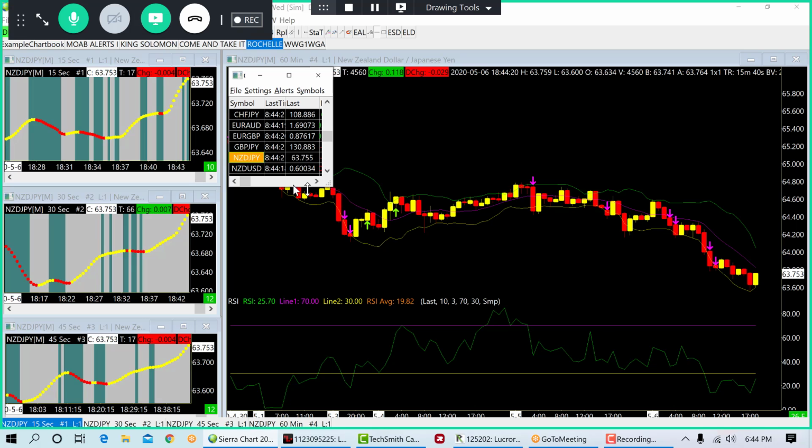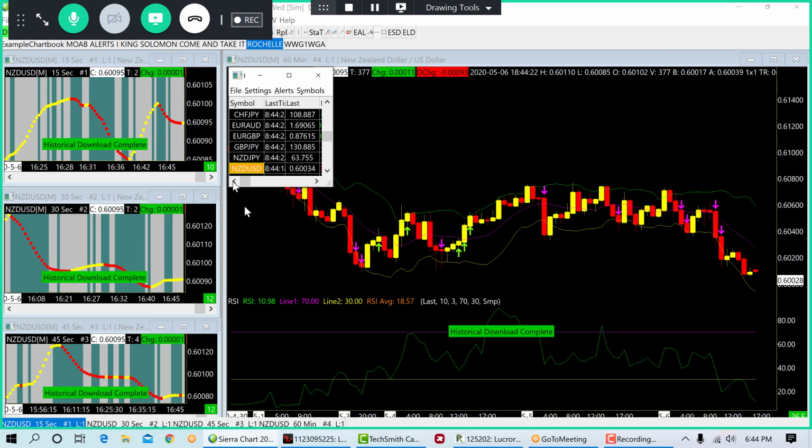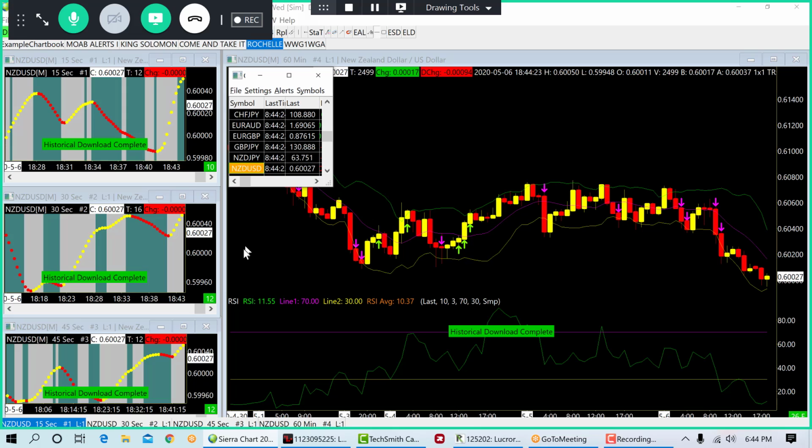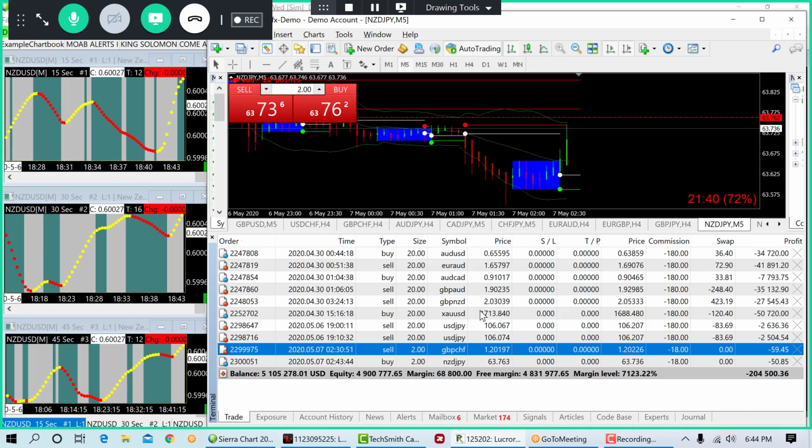Let's see if we get the next trade. New Zealand US dollar. Okay, look at this one. This is shooting through the roof and it's already starting to come down. Let's stay over here.